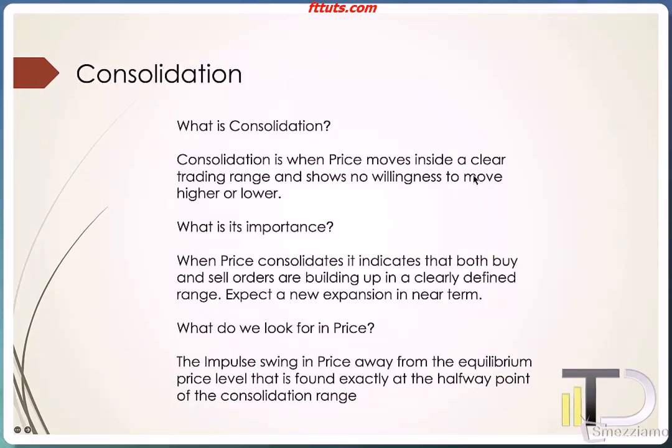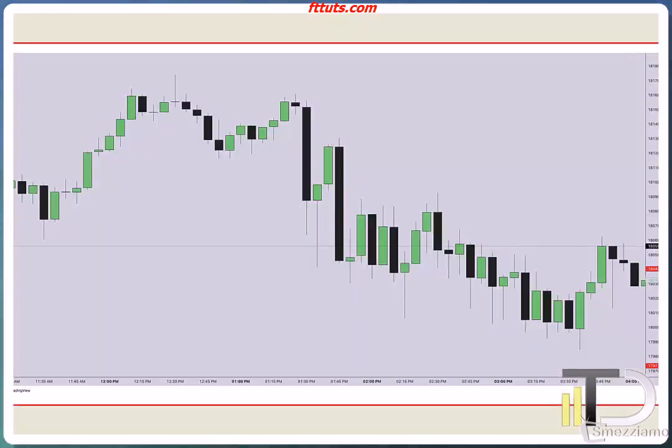Consolidation is the easiest phase to recognize on a chart and often is the start of a new trend or continuation of the old one. So what is consolidation? Consolidation is when price moves inside a clear trading range and shows no willingness to move higher or lower. What is its importance? When price consolidates, it indicates that both buy and sell orders are building up in a clearly defined range. Expect a new expansion in the near term. What do we look for in price? The impulse swing in price away from the equilibrium price level that is found exactly at the halfway point of the consolidation range. So let's look at an example.